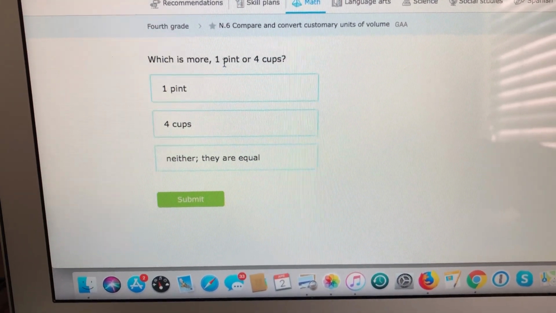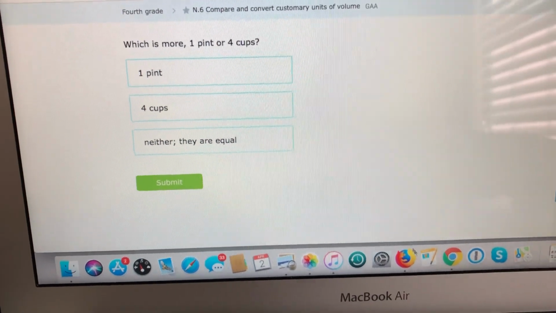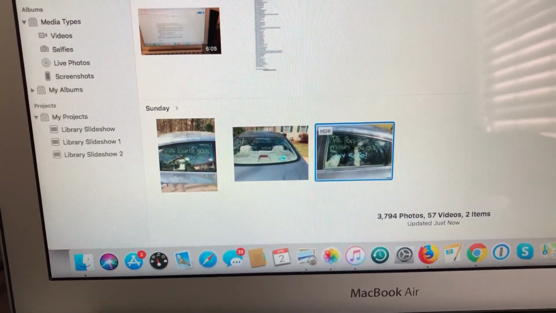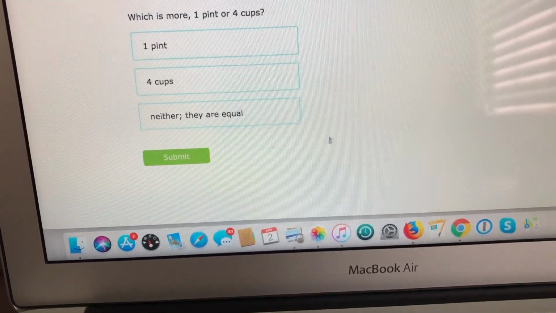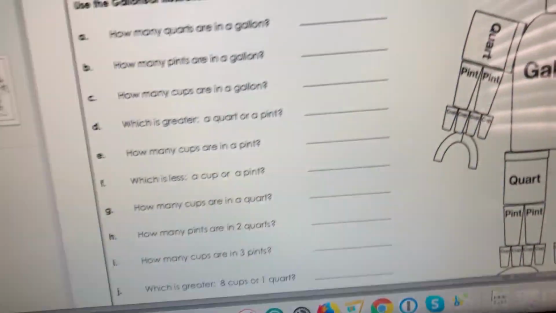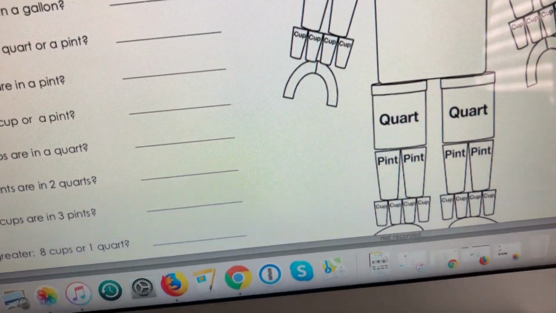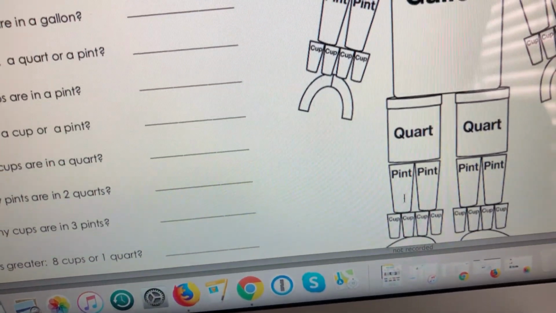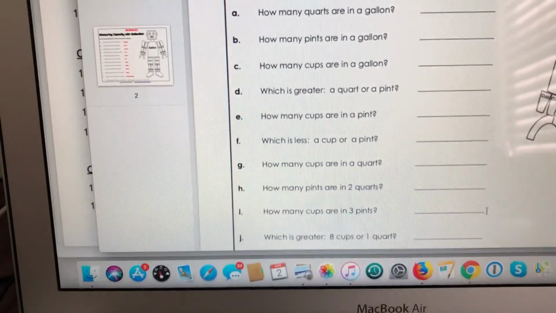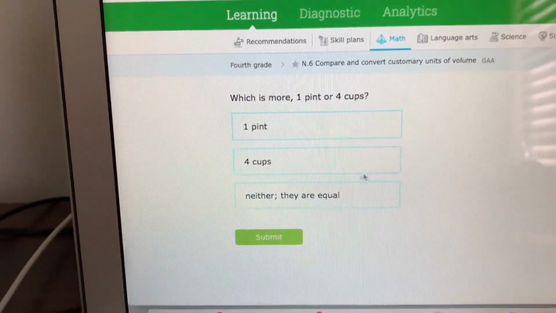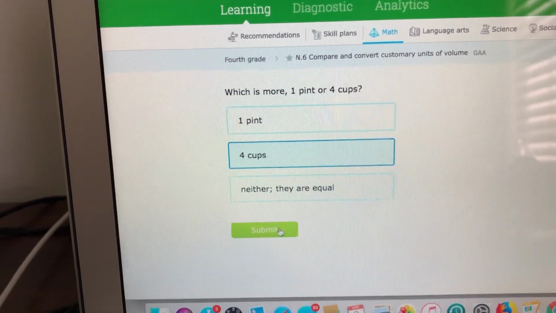Which is more, 1 pint or 4 cups? Going back to gallon man. You see that there's 2 cups in 1 pint. So therefore 4 cups is going to be larger than a pint.